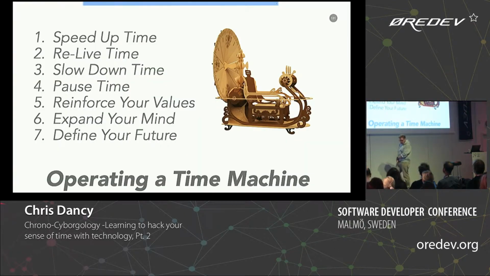So these are the ways you can operate your time machine. Knowing that you've got these six or seven different ways you can filter and work with time, you've got seven different ways that you can redefine your time. You can speed it up, relive it, slow it down, pause it, reinforce something you value, expand your mind, someone said mindfulness reminders earlier, or you can define your future. Now defining your future is my favorite. That's the one I've used for almost a decade to hack the future, to make my current day better than it was a year ago by knowing that I'm already living a year from now, which will make sense by the end of the talk.